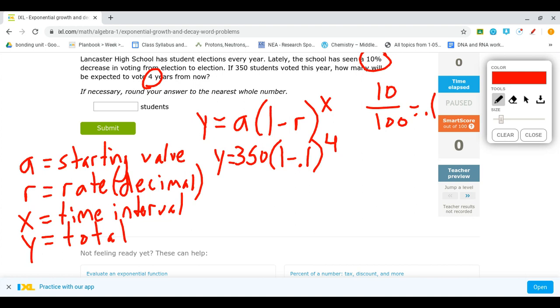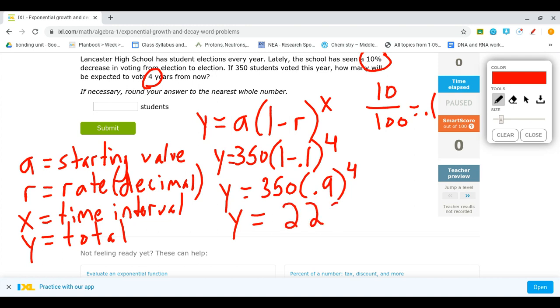If you look at the right side of this equation, it's all numbers. If I want to, I could simplify what's in the parentheses. 1 minus 0.1 is 0.9, all raised to the fourth power. And now I could just enter in exactly how it appears on my calculator: 350 times parentheses 0.9 raised to the fourth power. That's an exponent. I get 229.635.